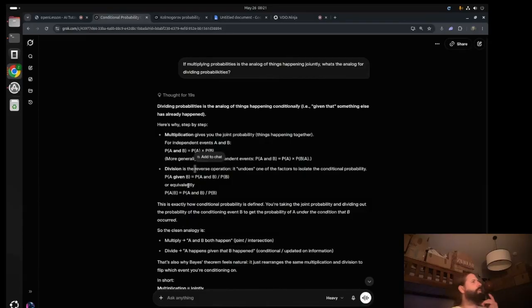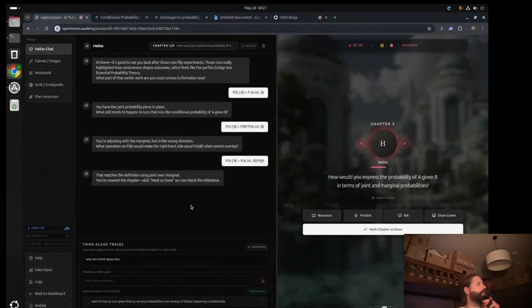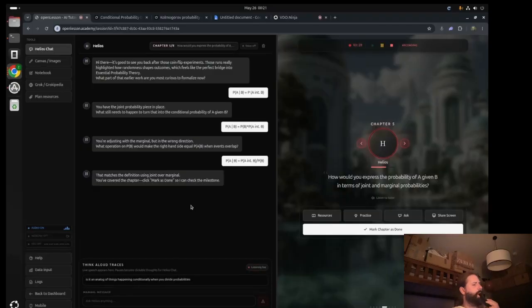Wait, I'm not so sure I understood "given that." So dividing probabilities is an analog of things happening conditionally. Why? Let's think about this for a second. Is it an analog of things happening conditionally when you divide probabilities? Let's use the example of the coin.